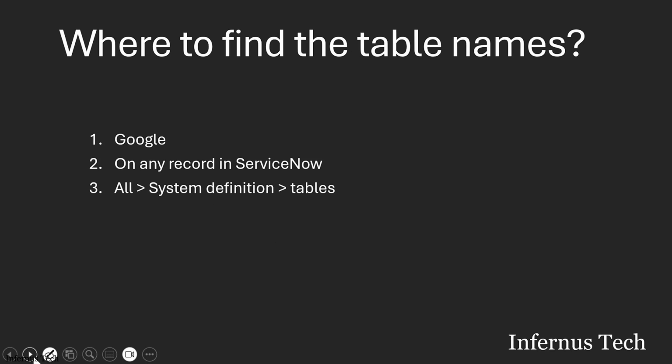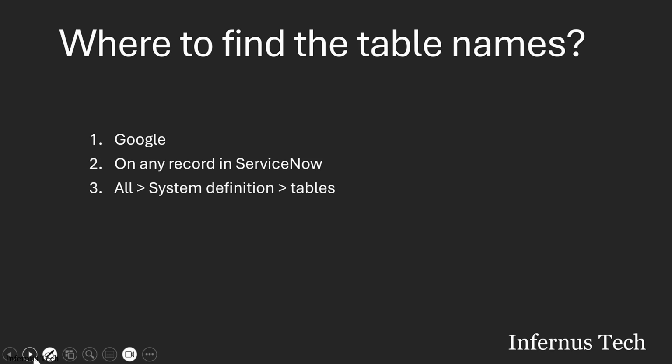Now let's move to the next slide. So the $1 million question, where do we find the table names? Obviously, since I was already working with this, I knew what the table names were, where these were. So first is obviously you have to Google it. You just look up, okay, so I want change requests. Why don't we Google what is the change request table name in ServiceNow? Since I know for a fact it is change_request, you just have to Google it.